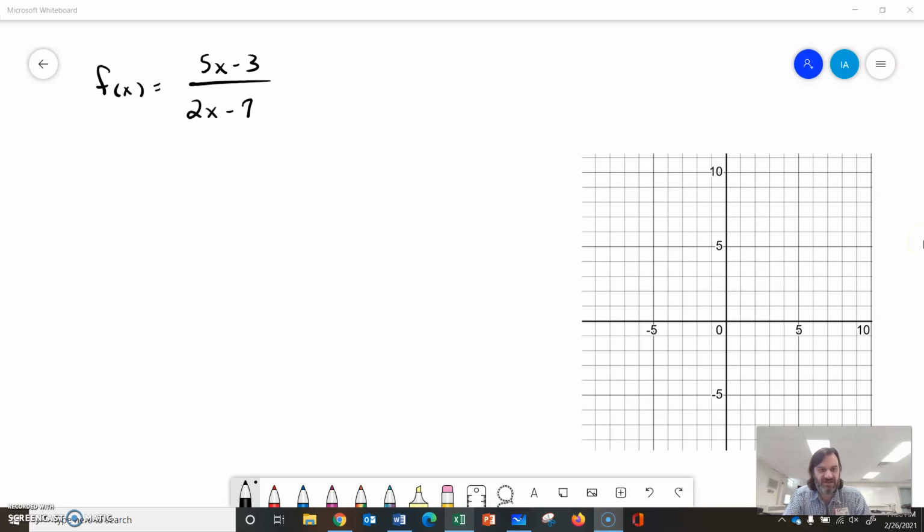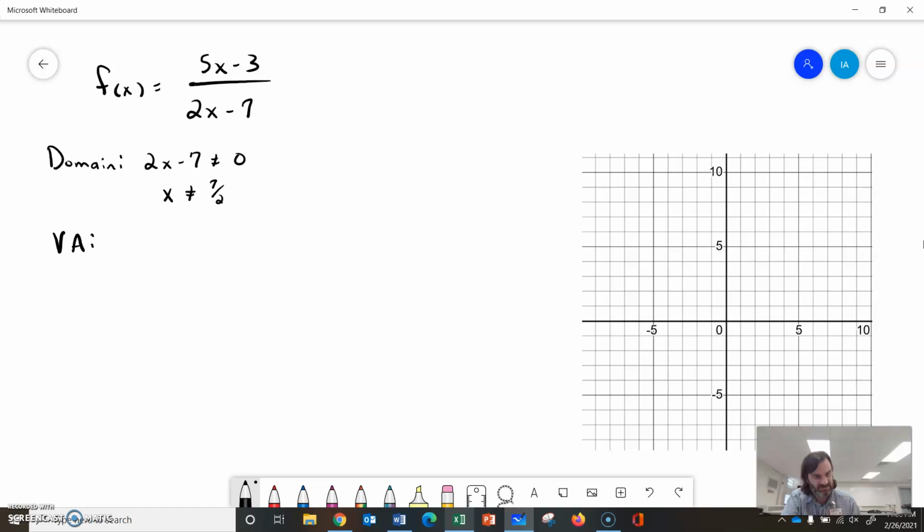Hey, we've got another rational function we're going to graph. It's f of x equals, the numerator is 5x minus 3, and the denominator is 2x minus 7. So the first thing we'll do is notice that nothing here can be factored, so the domain will simply be working with the denominator as is, so 2x minus 7 does not equal 0.